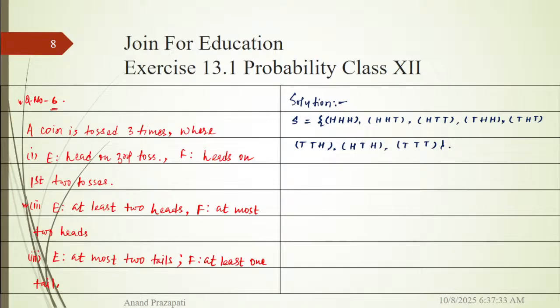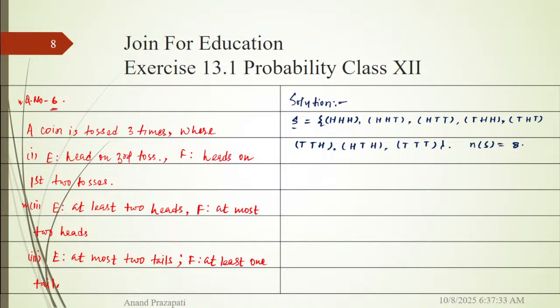When a coin is tossed 3 times, we get the sample points of the sample space, all of these. So here the number of S will be 8.